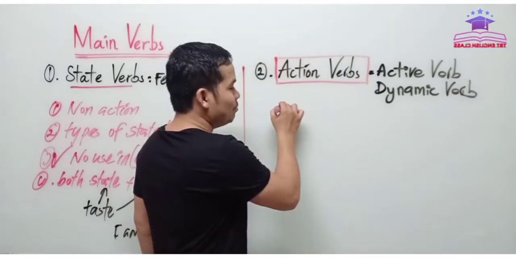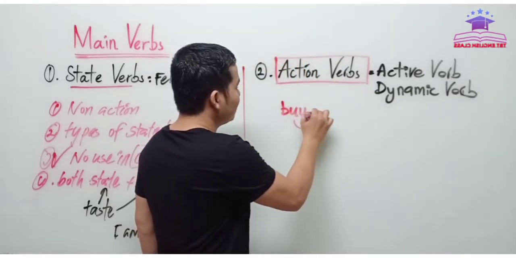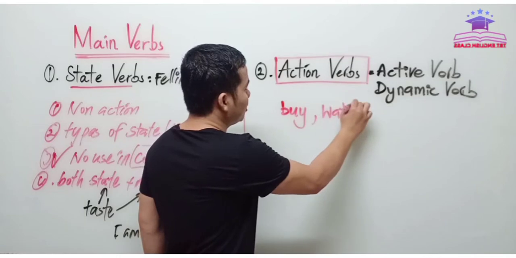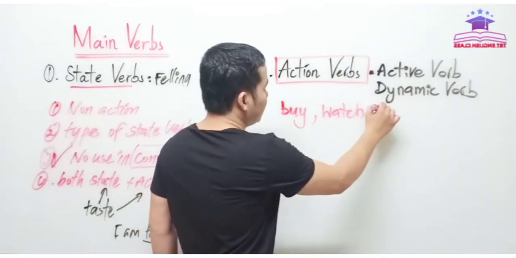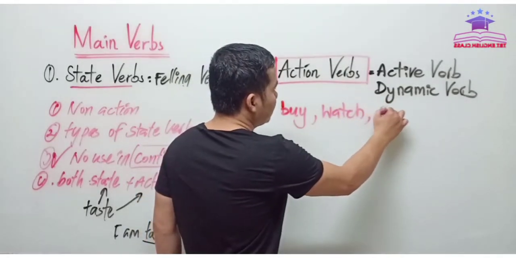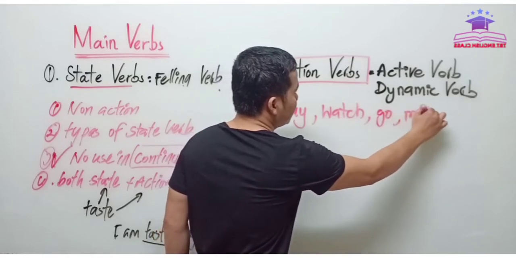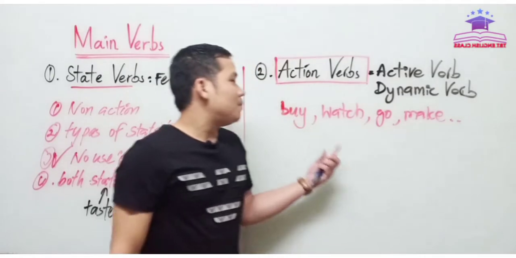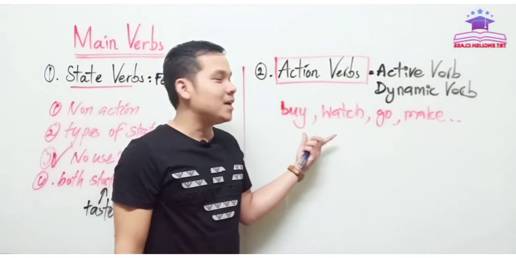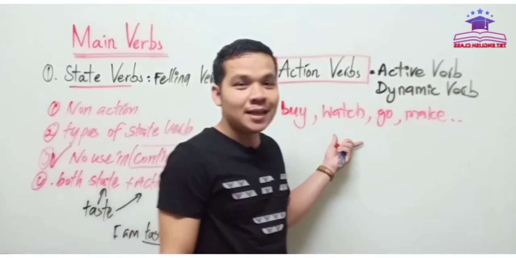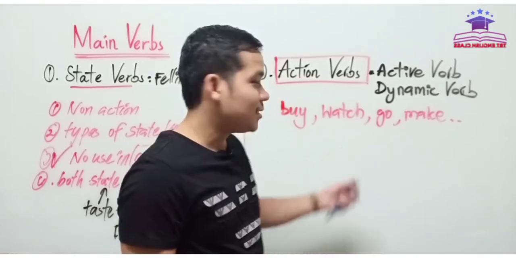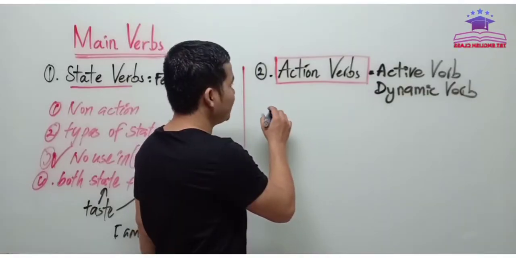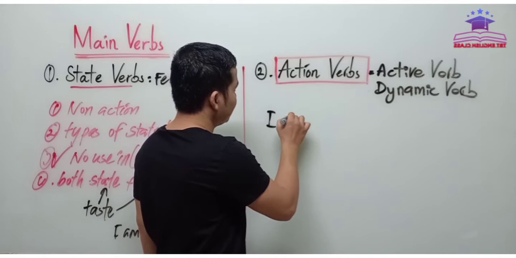Like buy. Like the word watch. Like the verb go. Make, yes, a lot, etc. So all of these verbs we call action verb because this verb shows the action that the subject does. Yes, very simple.